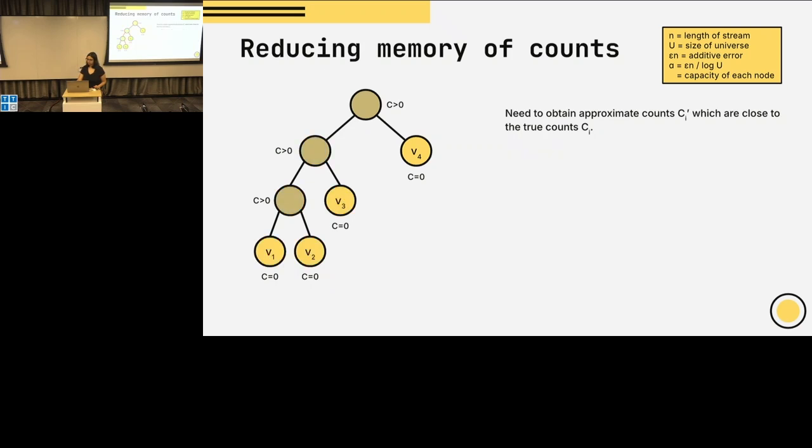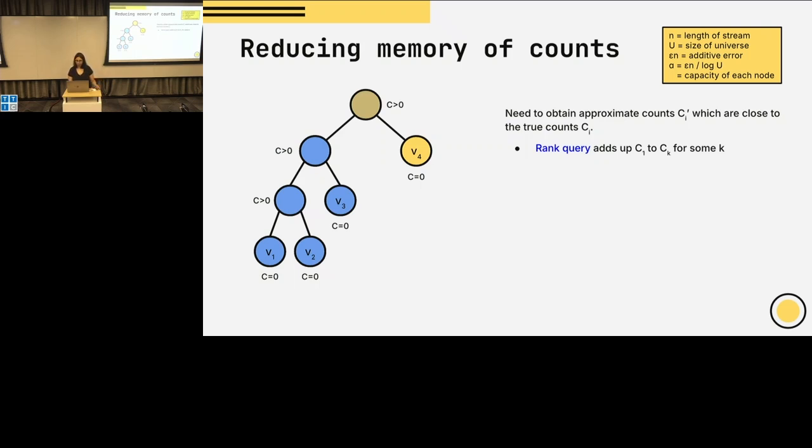So what do I need? The thing that we really need to specify here is what we mean by approximate. What does it mean for a count to be approximately correct? Whenever we perform a rank query, we need it to be basically correct.